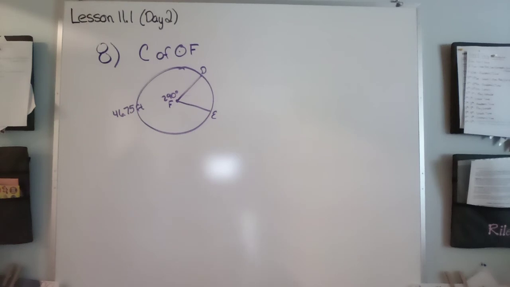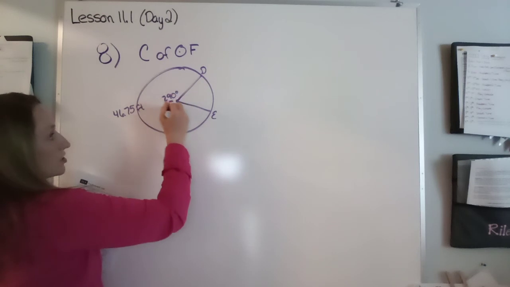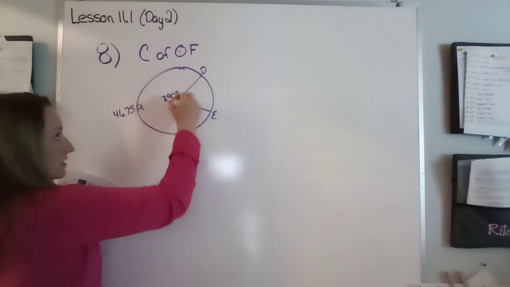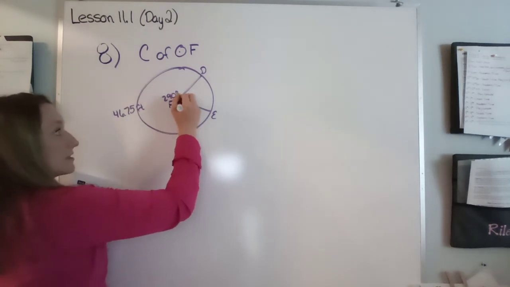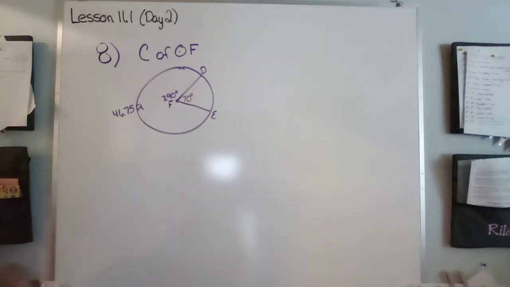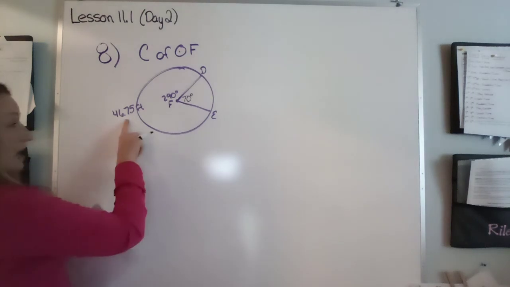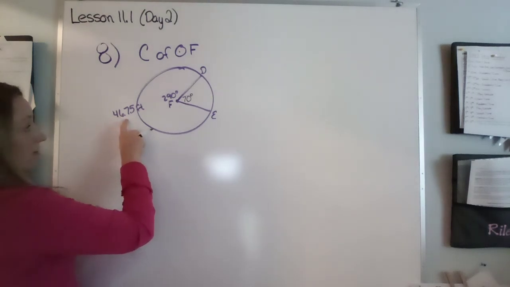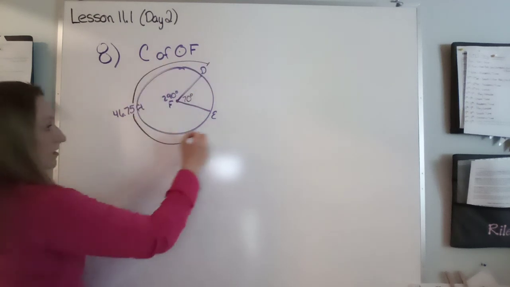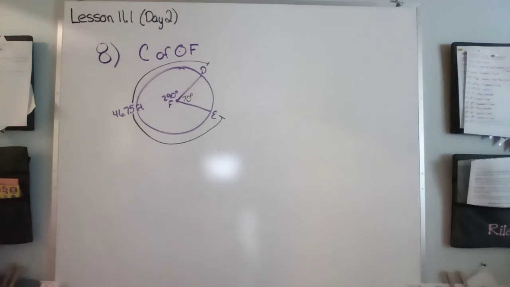The first thing you should do is, if this angle here is 290 degrees, and we know a full circle has 360 degrees in it, then I can figure out that the central angle DFE has to be 70 degrees. The 70 plus 290 will give you the 360. Okay, so that's the first thing I would do. Now, we are also given this 46.75 feet. And that is the length of this arc right here.